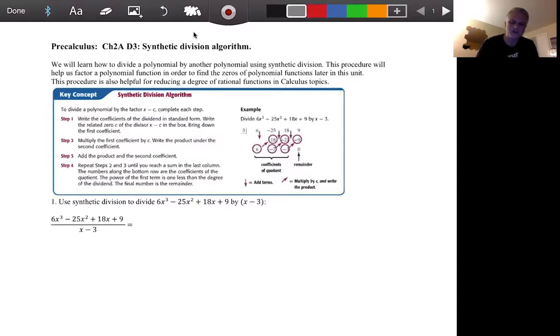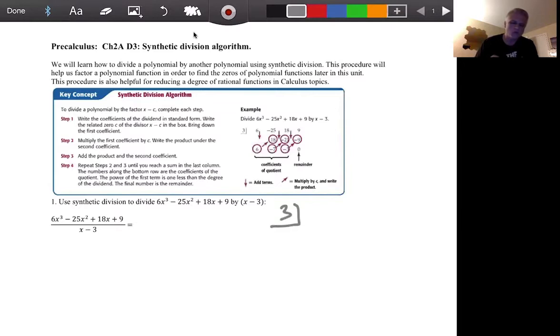So the question could be set up like this, because the fraction bar is division, right? So we need to be able to divide the polynomial by x minus 3. And there's a nice little algorithm that we call synthetic division, right? And you will walk through here. Let's walk through it together, even though it's all written out right above you.